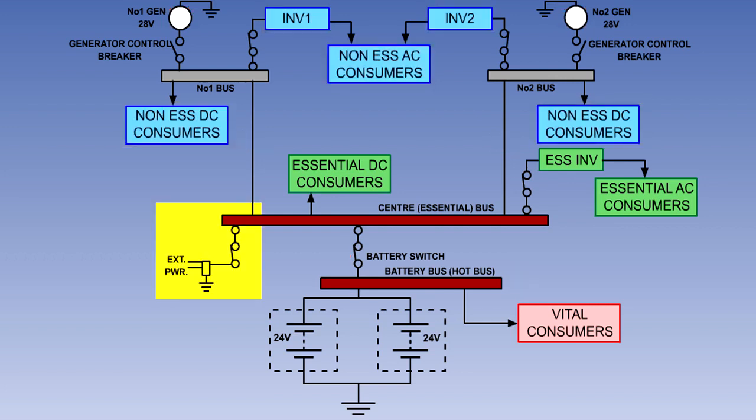On the ground, an external 28-volt DC supply can be connected to the center busbar. From here, it can be used to power the entire system.